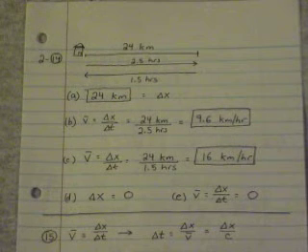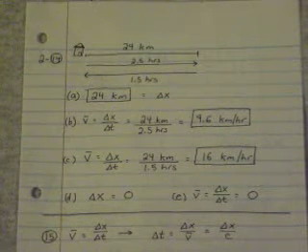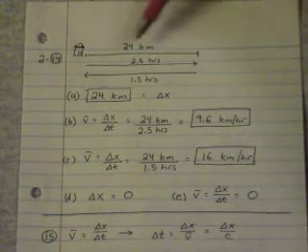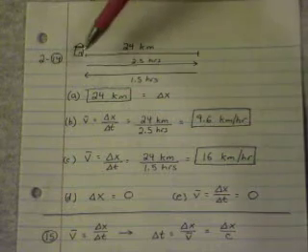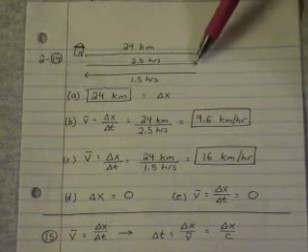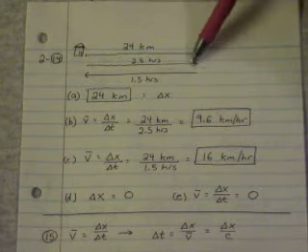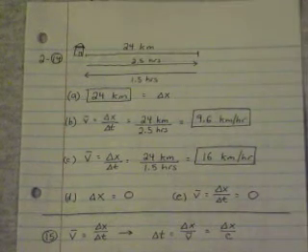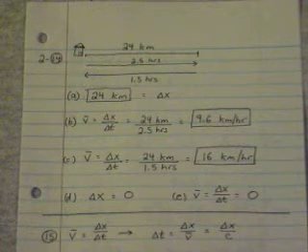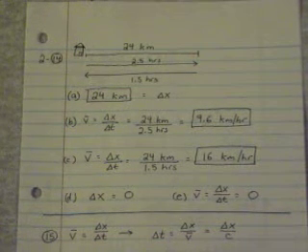Starting from home, it says you bicycle 24 kilometers north in 2.5 hours. So here I've drawn, here's home, here's 24 kilometers distance, and you bicycle 2.5 hours, and then it takes 1.5 hours to return home. And question A asks, what is the displacement at the end of the first 2.5 hours?